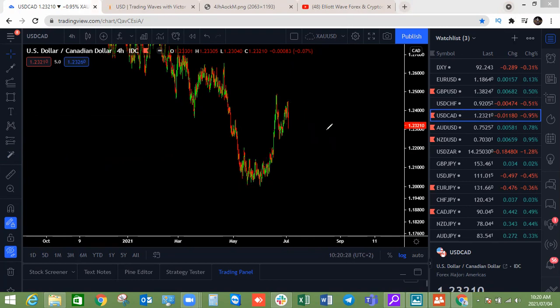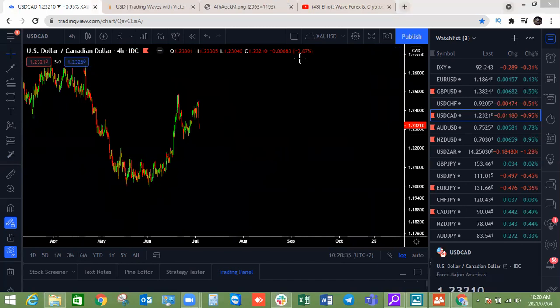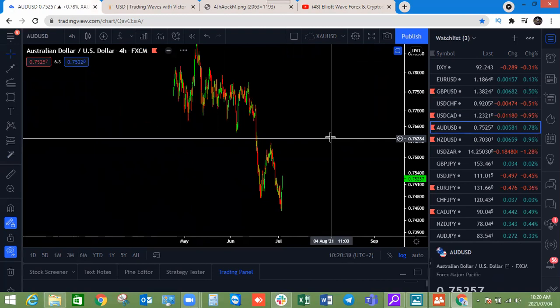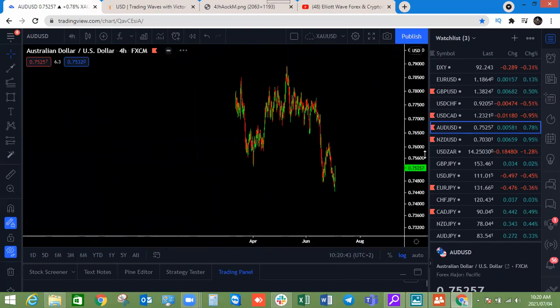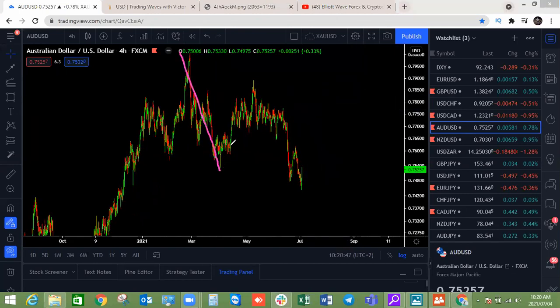So the short-term weakness of the US dollar should result in that pullback on the US dollar CAD. All right, now we've got AUD US dollar. AUD US dollar, is it complete? Is it going to make a move to the upside? Because this is still missing quite a bit to get to the blue box, but that's fine.